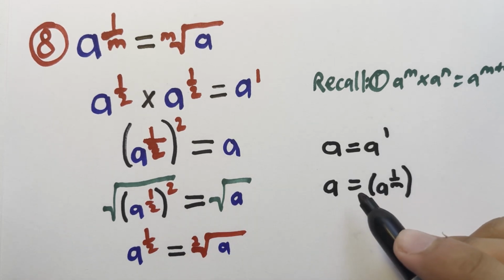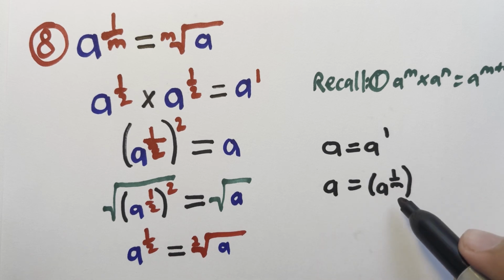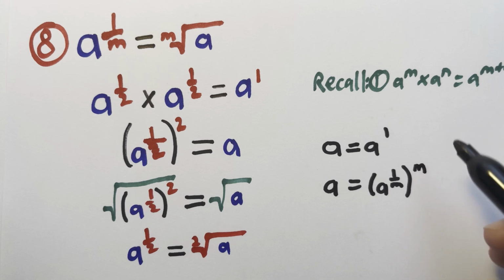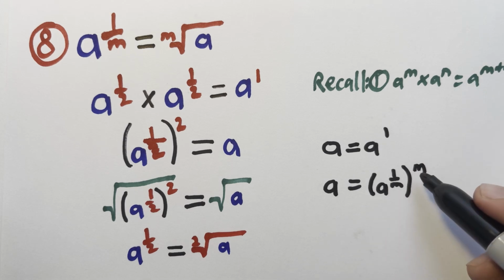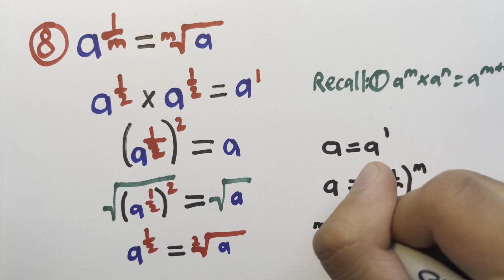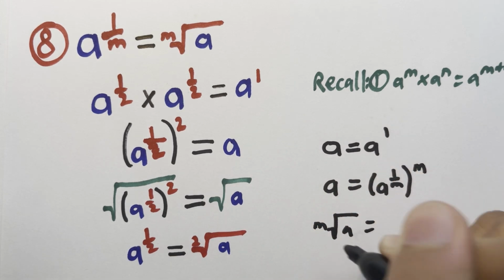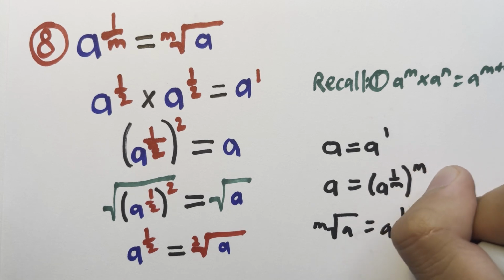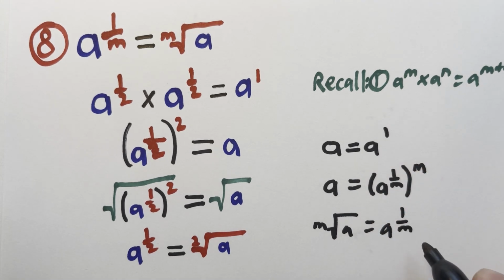In the same way, you can rewrite any a as a to the power of 1 over m raised to the power of m, since those powers cancel out when you expand. Taking the mth root of both sides, we're left with the mth root of a is equal to a to the power of 1 over m.